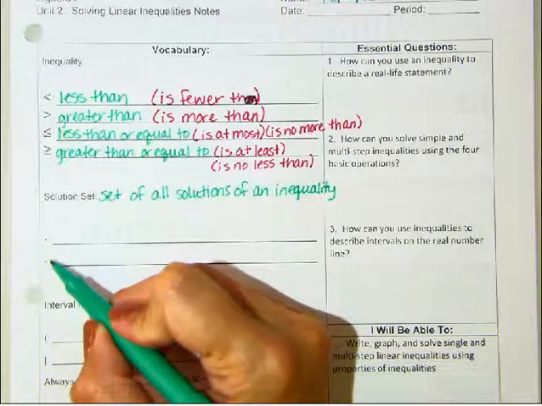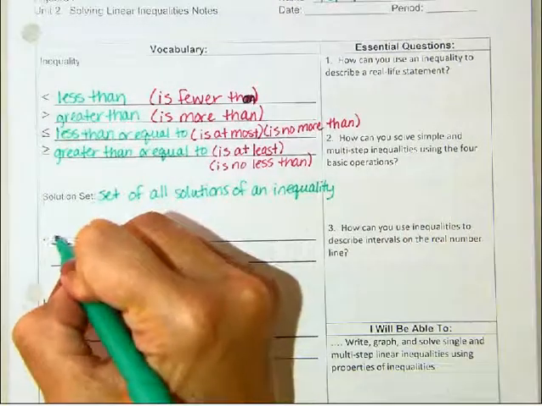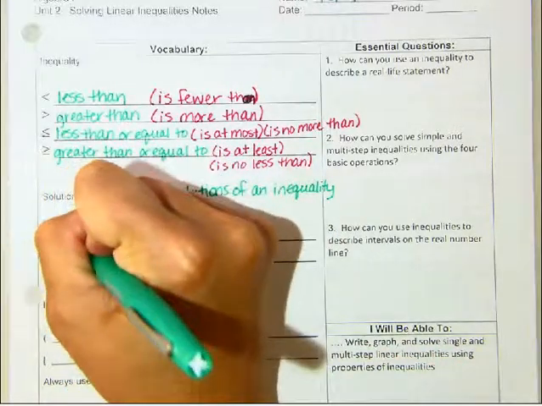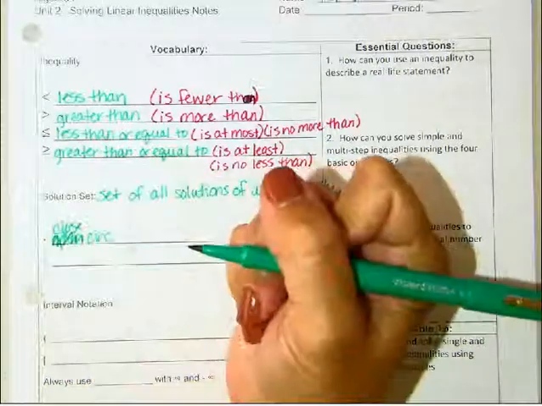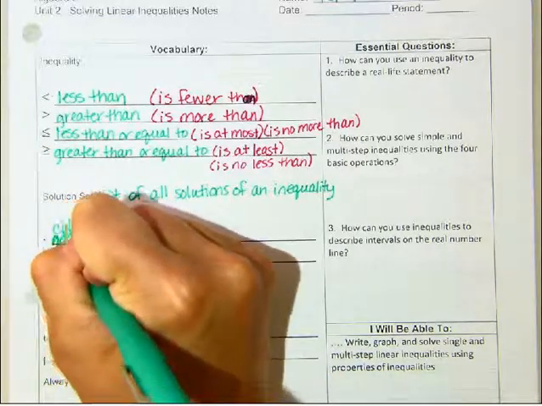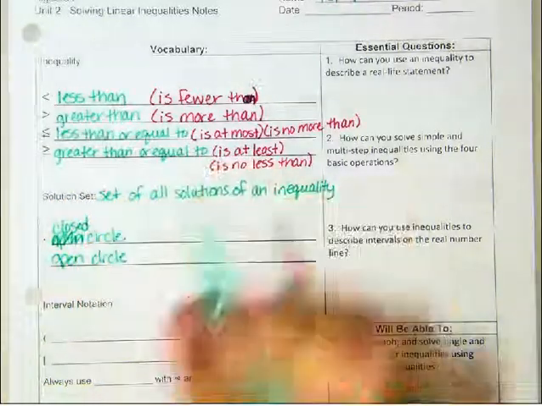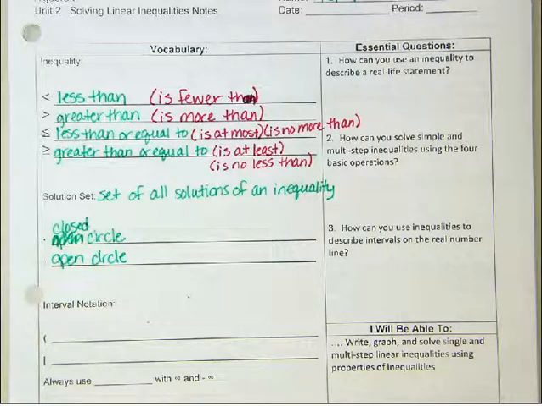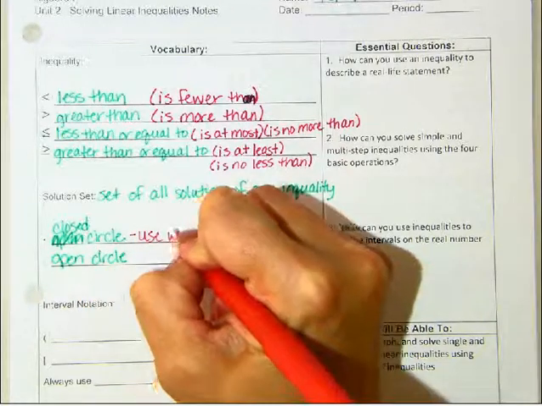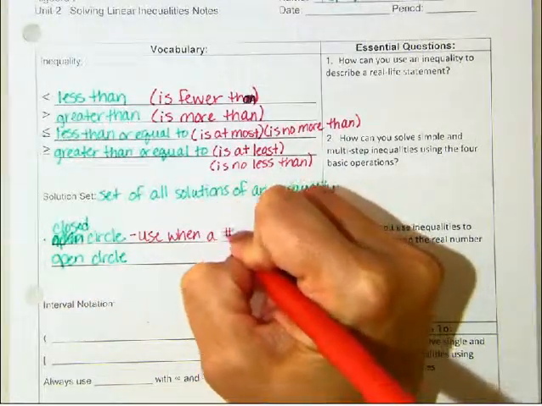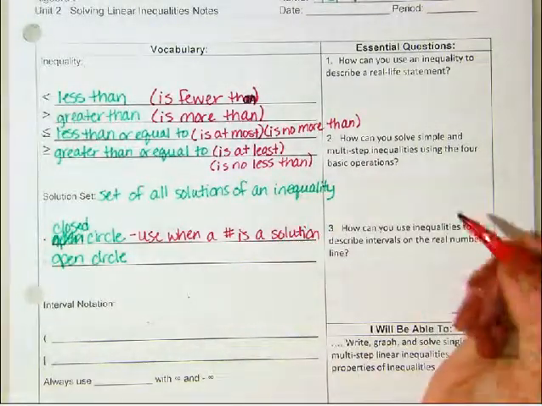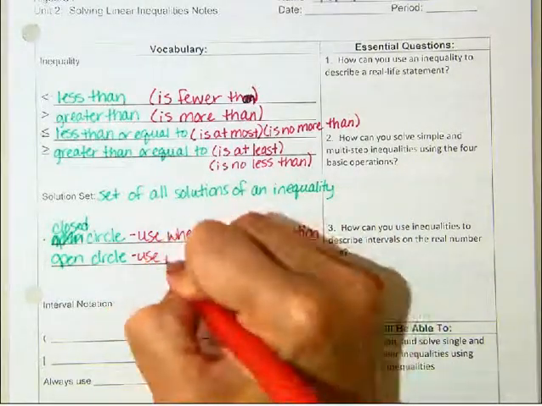Now these are not bullet points. This is an open circle and a closed circle. Oh, I'm sorry. This one is the closed circle. It's filled in. Helps if I look at the picture or the dot. This one is an open circle. All right. We use a closed circle when that number is a solution. Well, we leave it open when the number is not a solution.